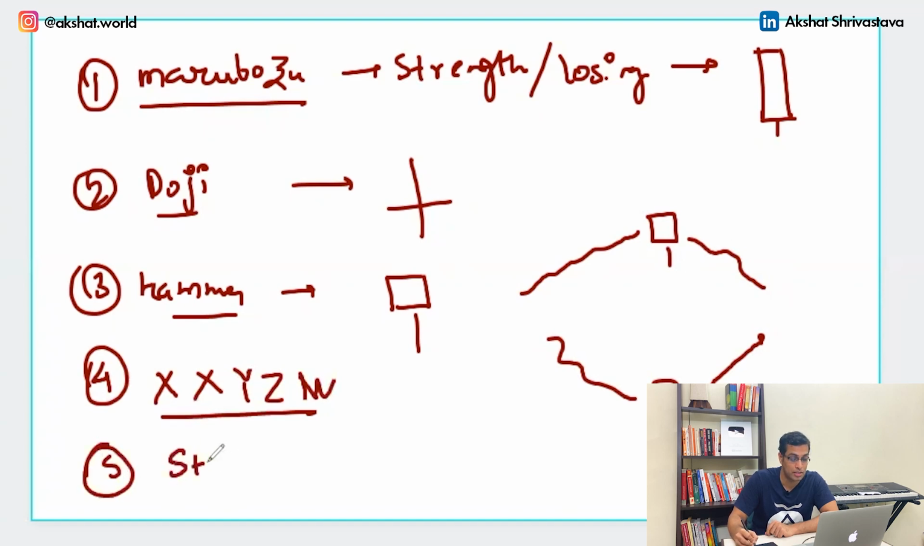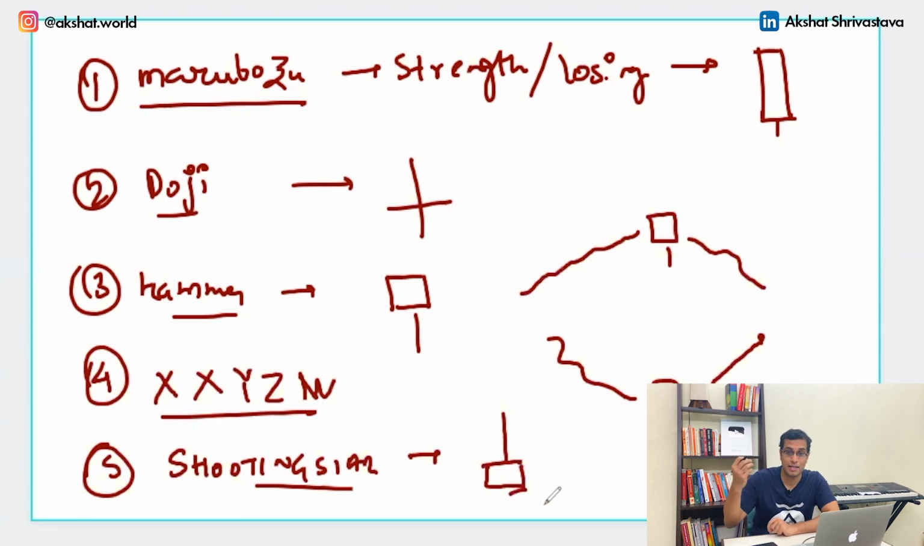We studied shooting star, right? Shooting star. Now what does a shooting star look like? It looks like an inverted hammer, right? Again, it indicates a trend reversal.